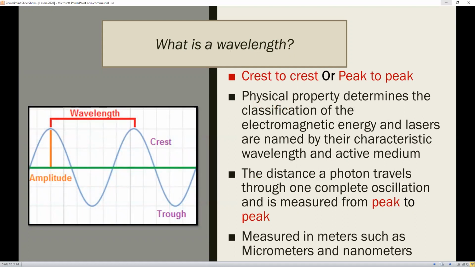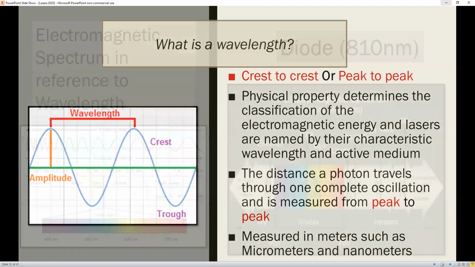So let's talk about energy. The wavelength is how we measure the energy. A wavelength is measured crest to crest. The physical property determines the classification of the electromagnetic energy, and lasers are named by the characteristic wavelength and active medium. The distance a photon travels through a complete oscillation is measured from peak to peak in meters, such as micrometers or nanometers. Peak to peak.